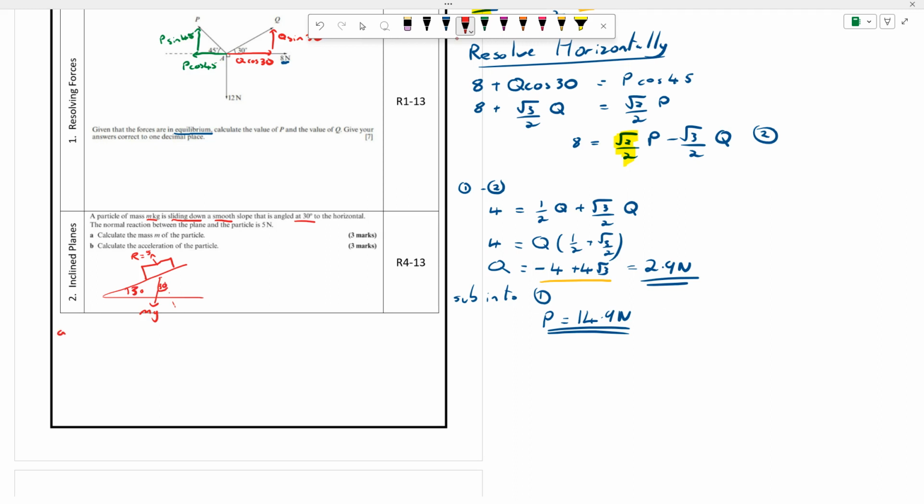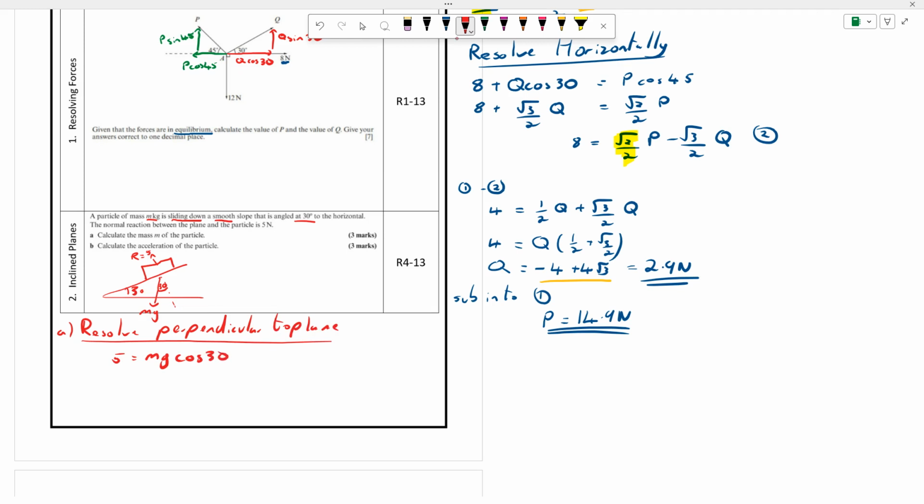Now part A simply wants me to calculate the mass m of the particle. Now, I've got two scenarios to do here. I'm either going to resolve perpendicular to the plane, so up and down, or I'm going to do parallel to the plane, so what's sliding up and down the slope. In this case, I know 5 is going up, so I can use the component of the weight going down. So I'm going to resolve perpendicular to the plane. Everything going up off the plane, which is 5, should equal everything going down. Now going down, I've got mg cos 30, because I've only got a component of it going downwards.